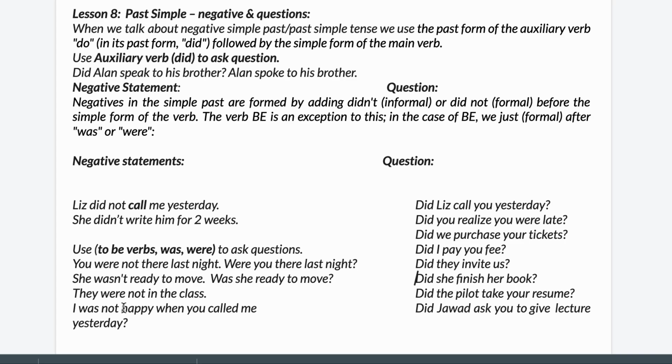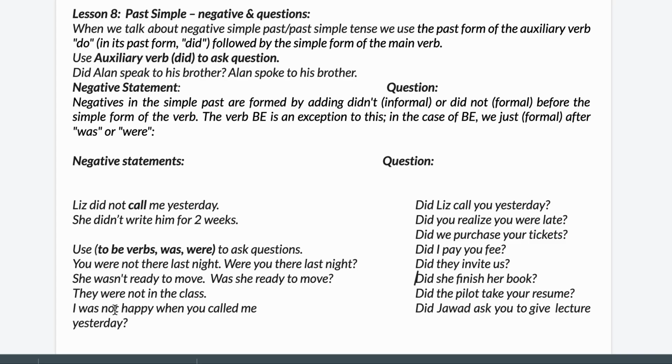And this is how we make them questions. Okay, they were not in the class. Were they in the class? Yes, they were. No, they were not. She was late last week. Was she late last week? Yes, she was. No, she was not. I was in class last month. Was I in the class last month? I was not happy when you called me yesterday. Was I happy when you called me yesterday?